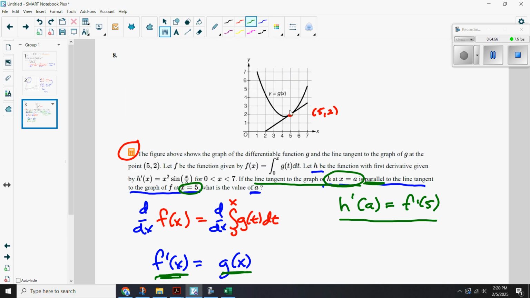G of 5 is 2. And in fact, they even tell us in the problem here that I have on G the point (5, 2). So it's telling me that G of 5 is equal to 2.